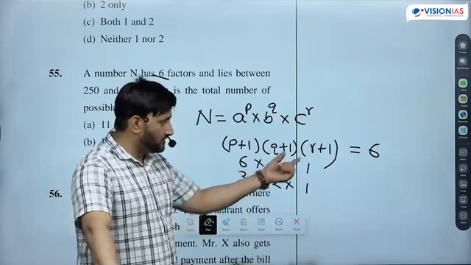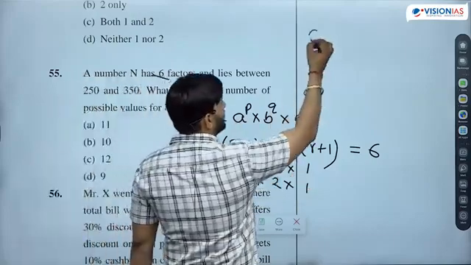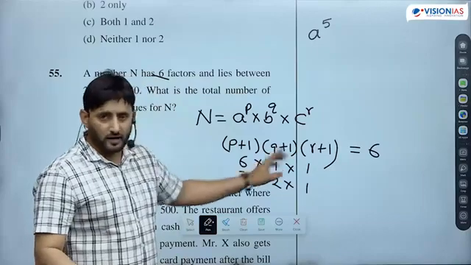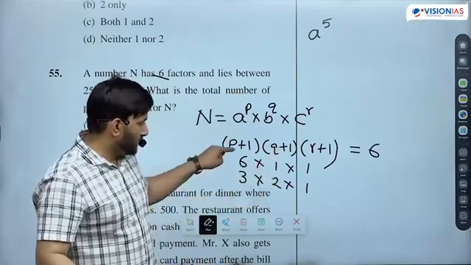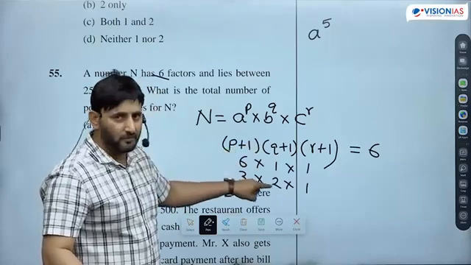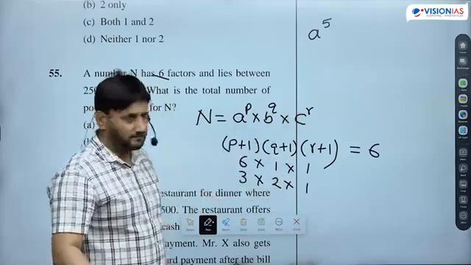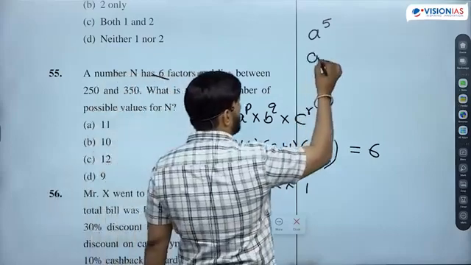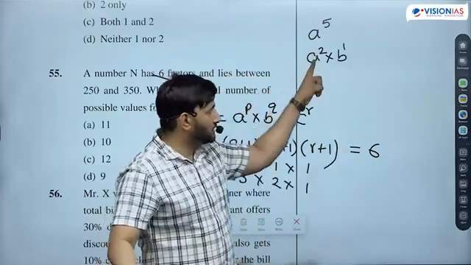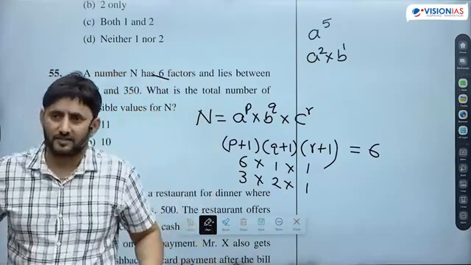q plus 1 is 1, q is 0, r plus 1 is 1, r is also 0. So one number we get is a to the power 5. q and r are 0, so they will go away. From the second case, p plus 1 is 3, so p will be 2, q plus 1 is 2, so q will be 1, and r plus 1 is 1, so r will be 0. So the r term will go away. What you will get is a to the power 2 into b to the power 1. This number has 6 factors, this number also has 6 factors. So the number has to be in any of these forms.